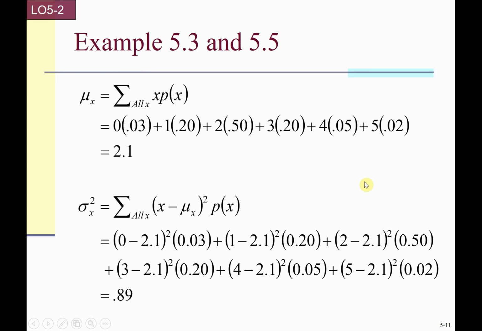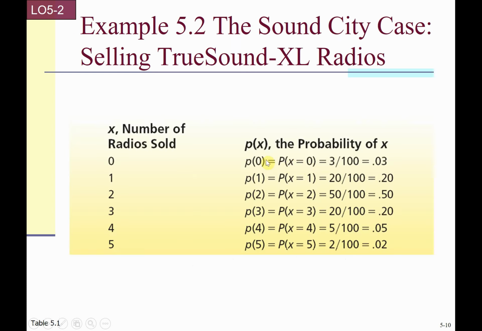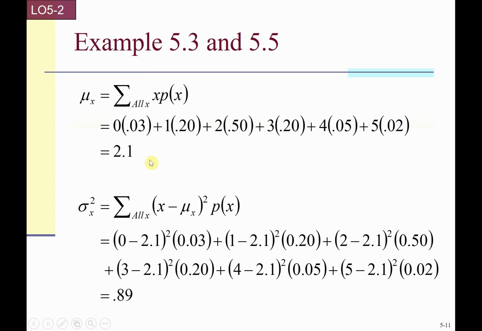And then to calculate the average, we take the outcome multiplied by its probability. So we take 0 times 0.03 plus 1 times 0.2 plus 2 times 0.5 plus 3 times 0.2 plus 4 times 0.05, 5 times 0.02 to come up with the average number of radios sold per day is 2.1.